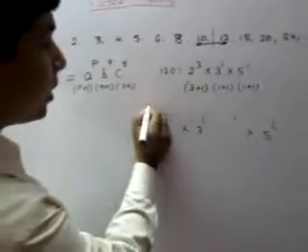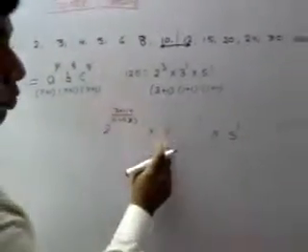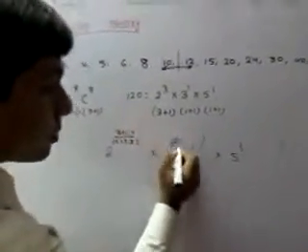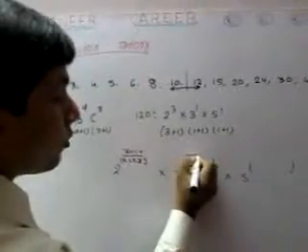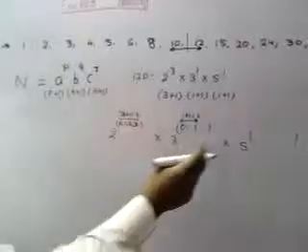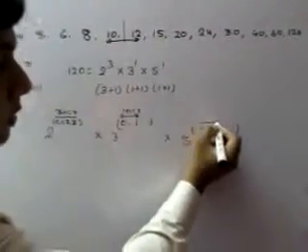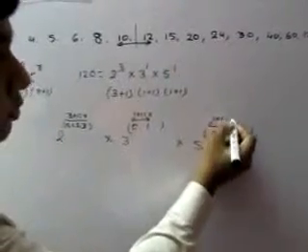That means we can put here 3 plus 1, 4 values. How many values can we put for 3 to the power? We can put 3 to the power 0 or 3 to the power 1, or we can put 2 values here, 1 plus 1. How many values of 5 to the power anything can we put? We can either put 0 or 1. That means again 2 values.